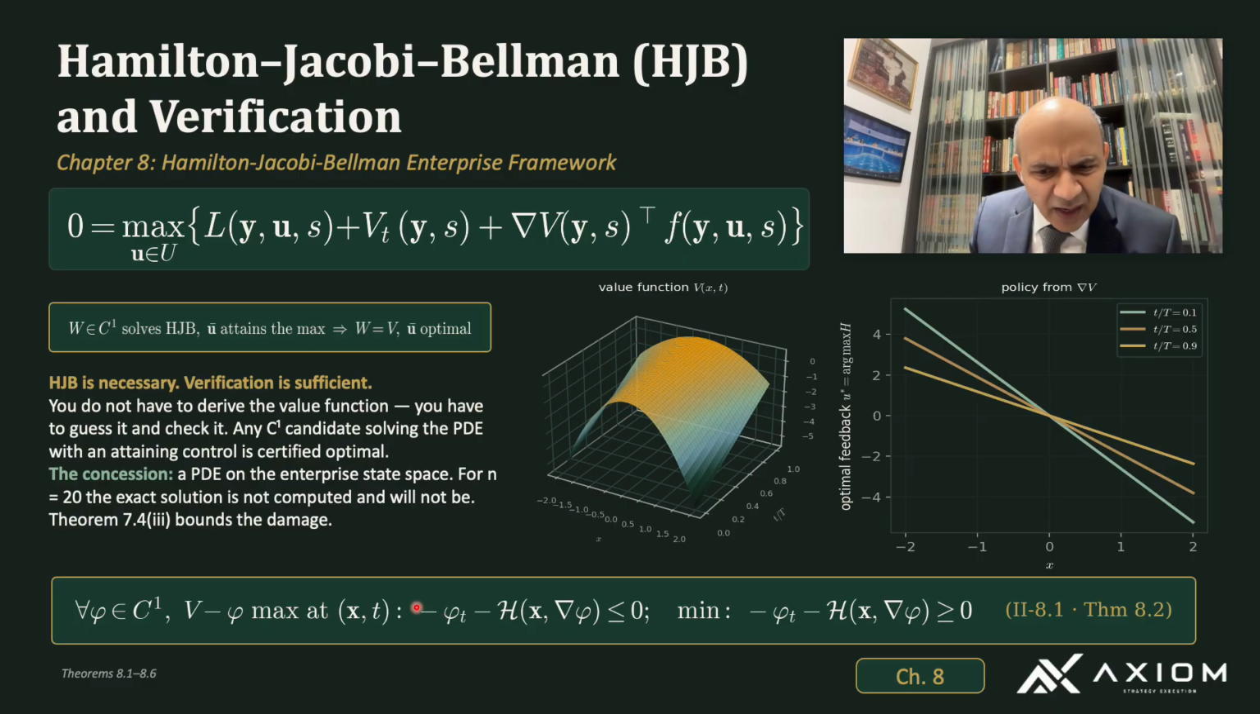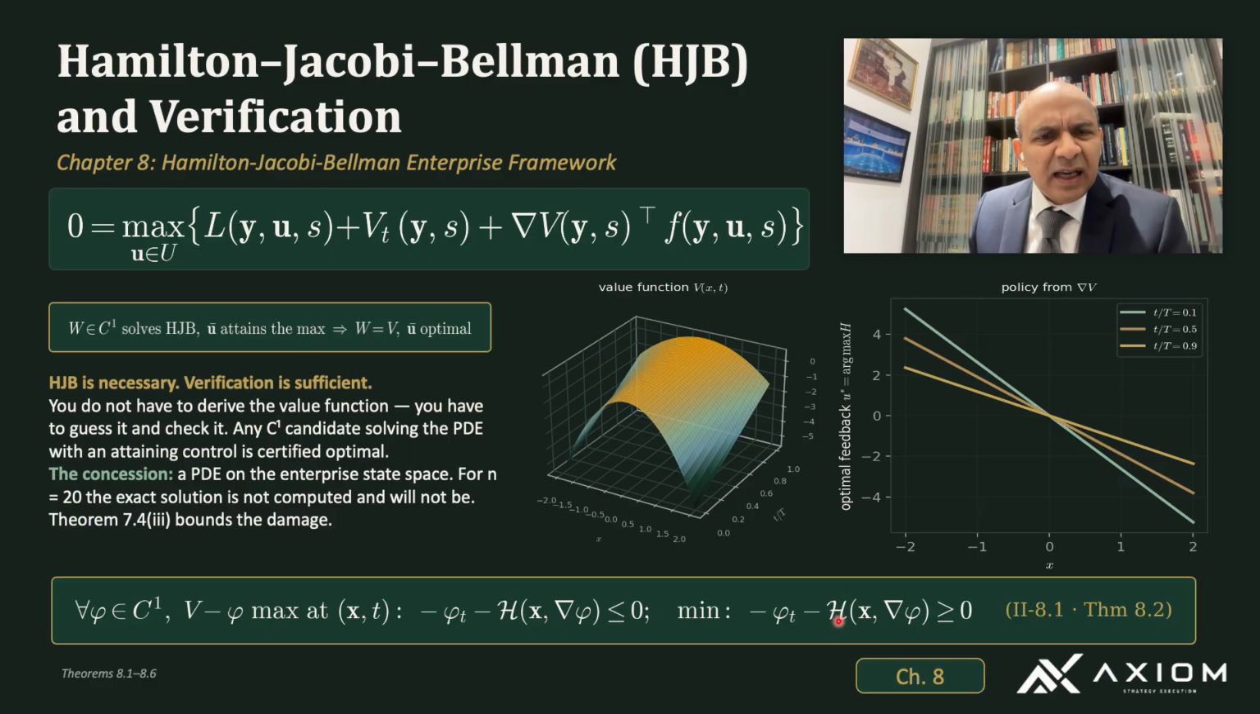V of x, t, so V over here is the value function. Phi is in C1, a smooth test function, which is used to probe V locally. And then phi sub t, that is the time derivative of the test function. Now we have the gradient of phi, which is the gradient with respect to the state vector x.